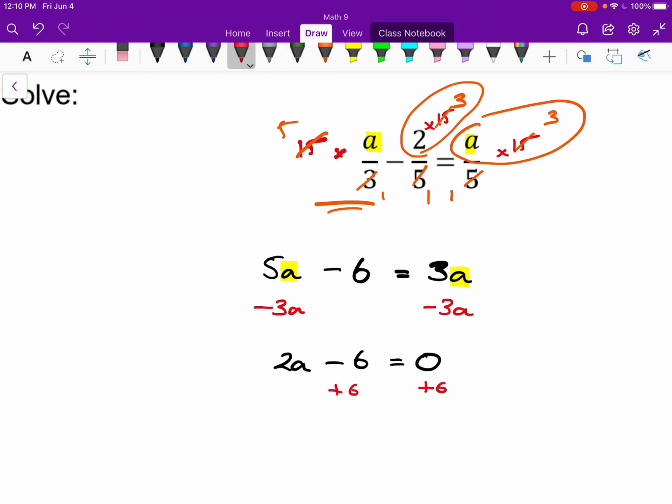Now let's add 6 to both sides. So I have 2a equals 6. I can see the answer is going to be 3, but I'll just divide both sides by 2. So a equals 3.